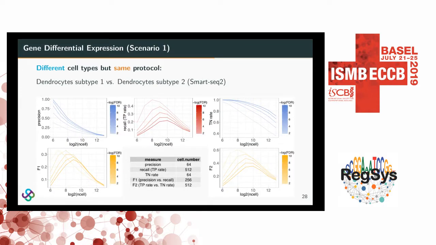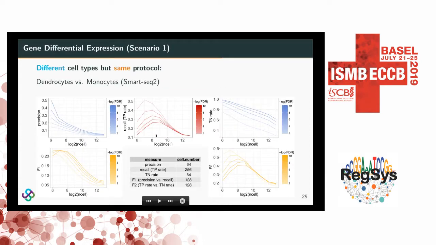Okay, now we look at different cell types but the same protocol to see whether the design is reasonable. For SmartSeq2, with 2 subtypes which are not very different, the recall gives us an optimal number of 512. If we compare 2 cell types that are more different, then the number drops to 256.